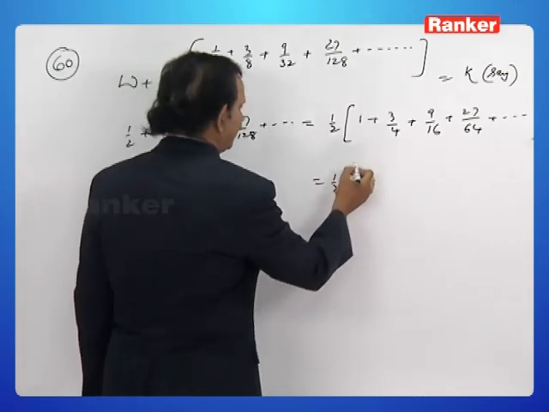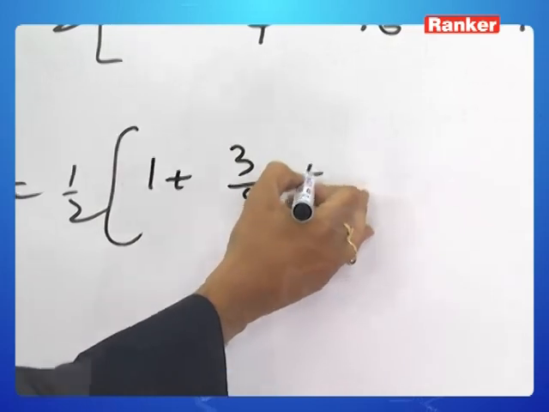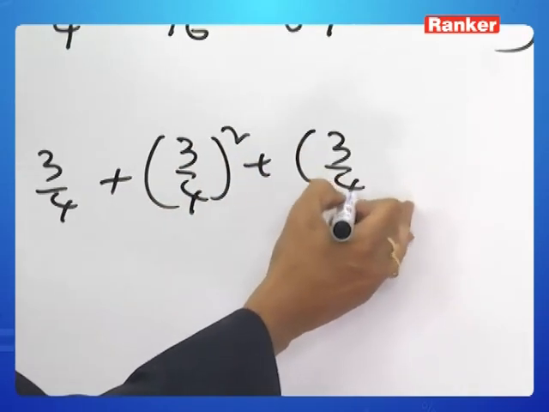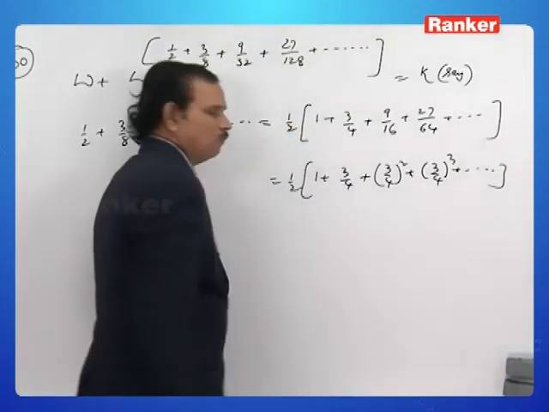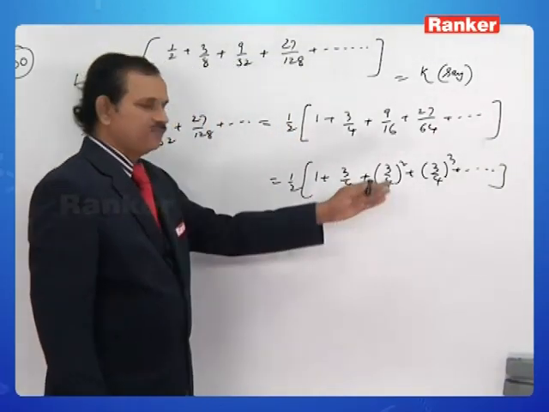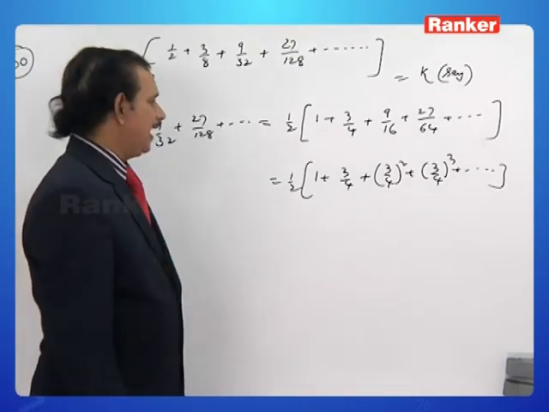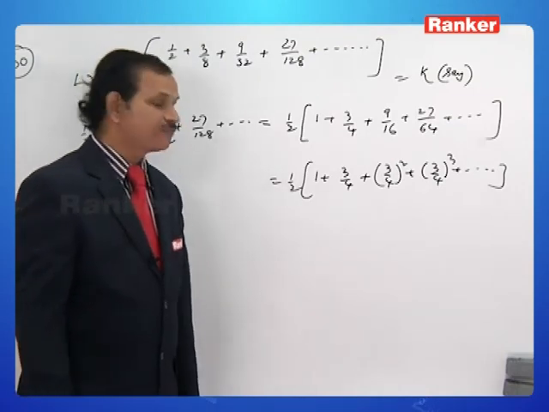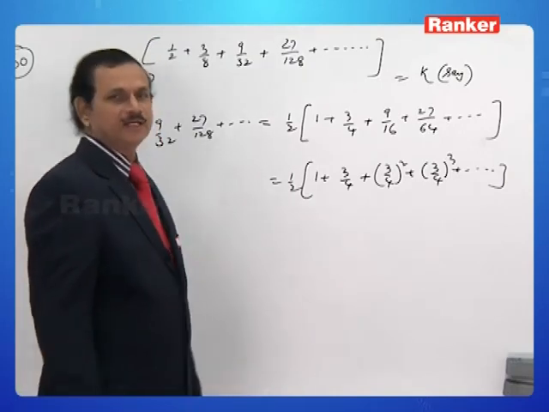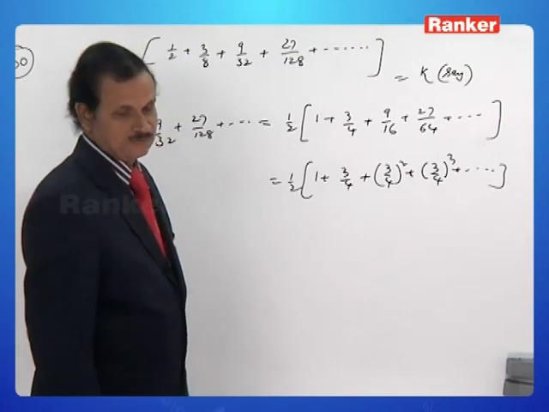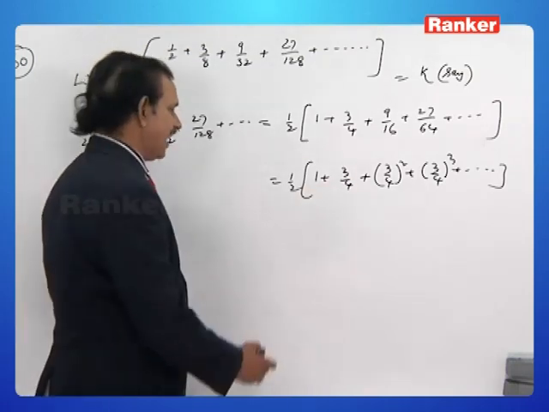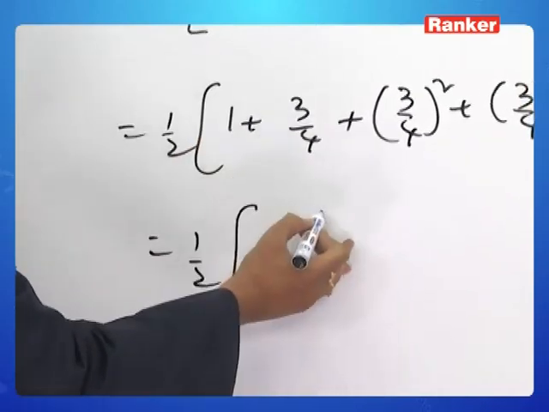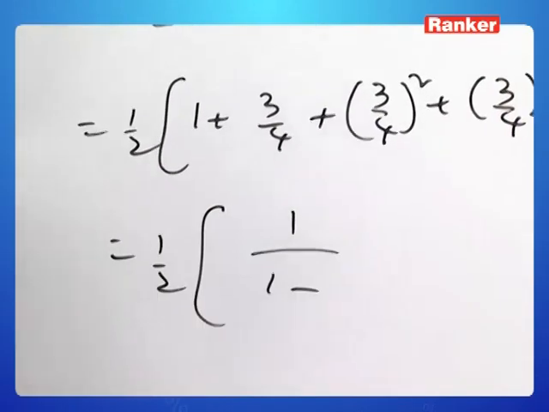is equal to half into 1 plus 3 by 4. What is 9 by 16? 3 by 4 whole square, 3 by 4 whole cube and so on. One can easily see that the series given in these brackets is just nothing but an infinite geometric series, a geometric series with common ratio 3 by 4. 3 by 4 is less than 1. Hence, we can estimate the sum up to infinity of that geometric series as a by 1 minus r with usual sense. That is half into a by 1 minus r.